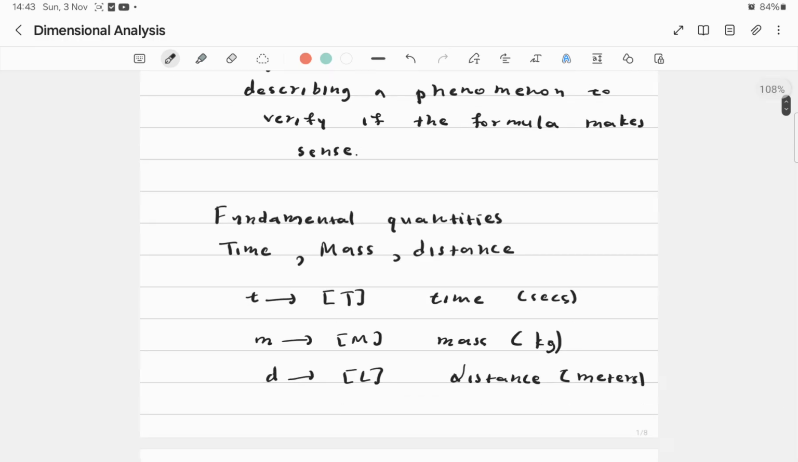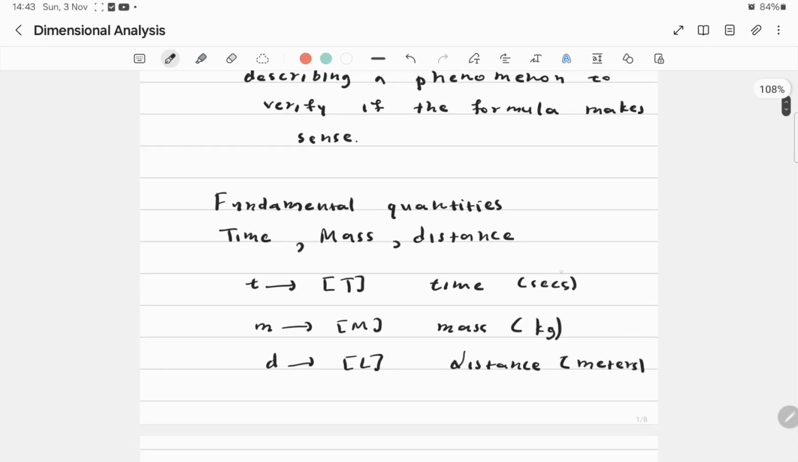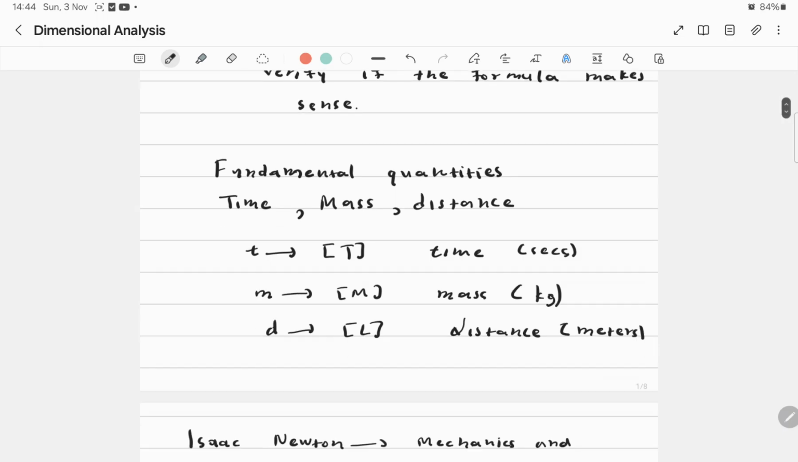What are the fundamental quantities that we have? We have time, we have mass. So in order to carry out the dimensional analysis, for t we use capital T inside brackets. For m, which is the mass, we use capital M inside brackets. And for the distance, which is length, we use capital L inside the brackets.